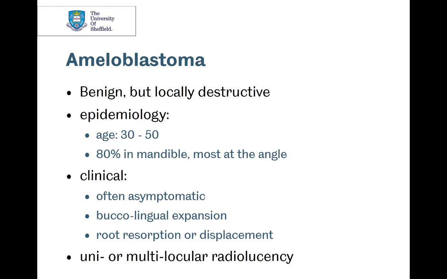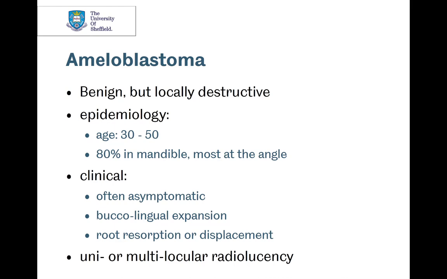Ameloblastoma itself is a benign odontogenic tumour, but it is locally destructive, and we'll see some examples of that in a minute. As far as epidemiology is concerned, the vast majority of them arise in the mandible, most of them at the angle, and that's in keeping with the fact that they arise from the remnants of the dental lamina, which are most commonly found in the tissues at the angle of the mandible. The age range tends to be about 30 to 50 years of age, although they can arise at any age outwith that as well.